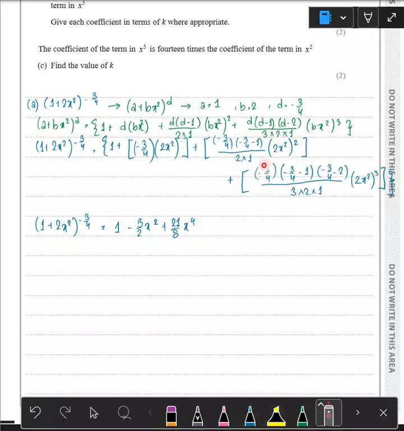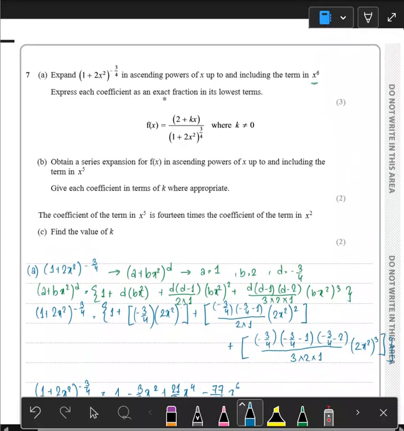Similarly, this is the first term, second term, third term, and for the fourth term, negative 3/4 multiplied by (negative 3/4 − 1) multiplied by (negative 3/4 − 2) divided by 6, multiplied by (2x²)³. If you put all this in your calculator, it will be negative 77/16. Again, the powers get multiplied, so 2 multiplied by 3 is 6. So this is the answer for part A of this question.